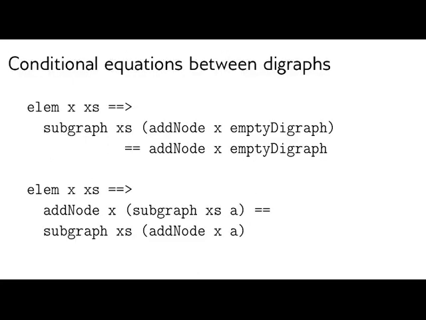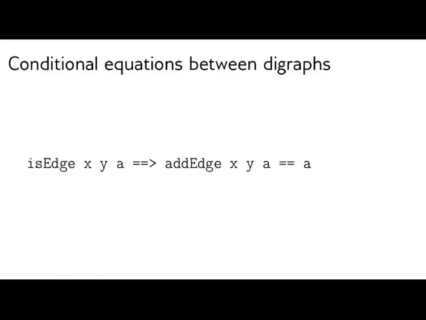We also get conditional equations between digraphs. Subgraph takes a list of nodes that we want to restrict the graph on, and this tells us about its behavior. If x is an element of x's, then applying subgraph after adding the node x doesn't affect the graph. Also, if x is an element of x's, add node and subgraph commute. And we also get that if an edge is in the graph and we try to add it, it's a no-op, same as nothing.